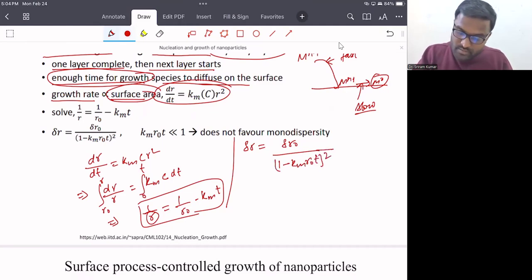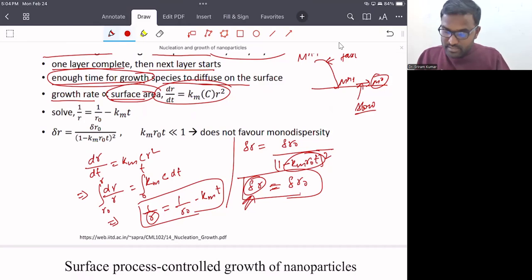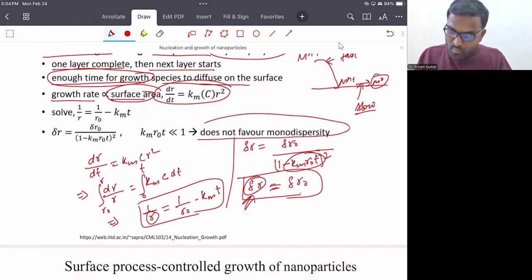So in this case, this value is very, very less than 1. So we have delta r is equal to delta r0. In this case, what happens? The change in the particle size is similar to the size at the initial stage. So in this particular case, there is no such kind of monodispersity of nanoparticles.